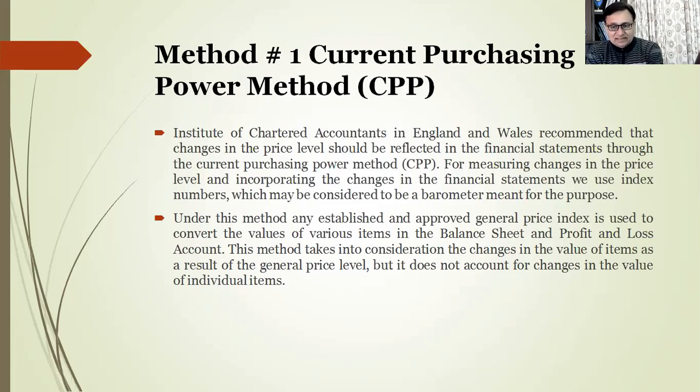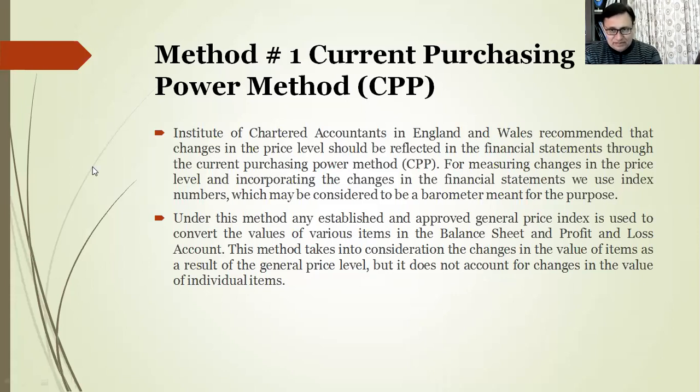And this method takes into account the changes in the value of the item as a result of the general price level, but it does not take into account changes in the value of individual items. Sometimes some assets may be there whose value has gone down as compared to the price level changes, but this method will not take that into account, because individual changes in the value of the item will not be considered, only the general price level. If there is a rise in the general price level, we will inflate the value of that particular asset or liability. If there is a downfall in the general price level, we will decrease the value of the asset or liability.